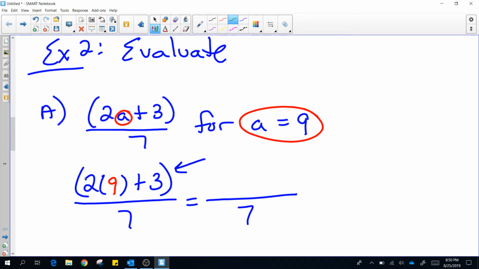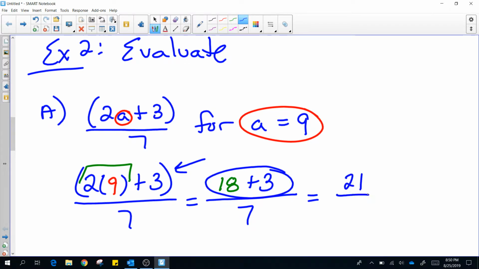So order of operations says the parentheses, which, I mean, I'm doing. There's no exponents, so then multiply. So that's 18, and then plus 3. So all that's left here is the 18 plus 3, which is 21, and then I'm going to divide by 7, which is 3. Okay.